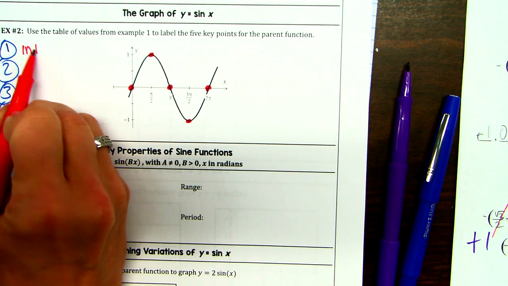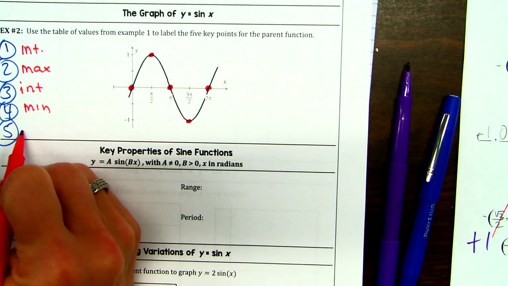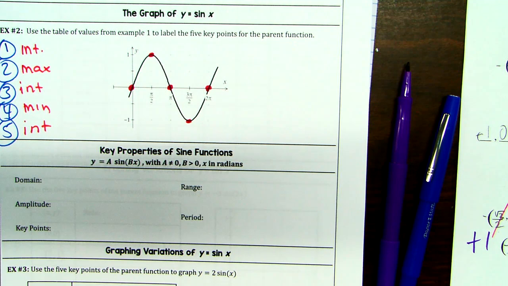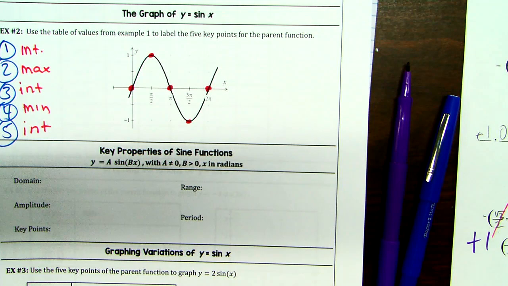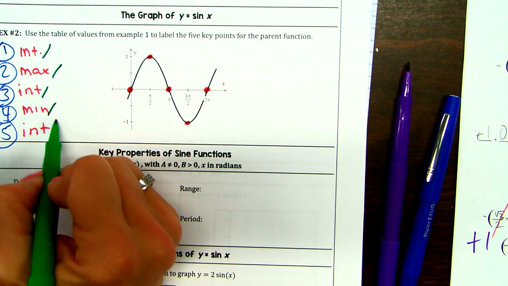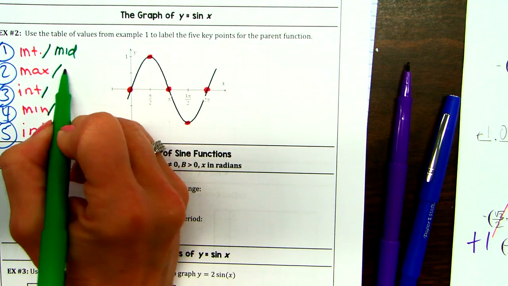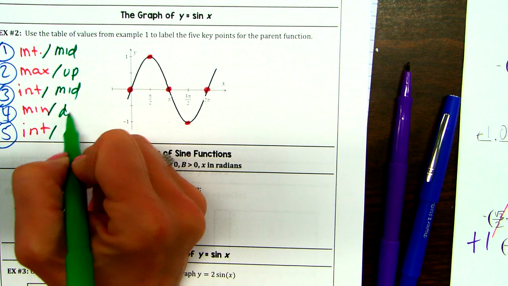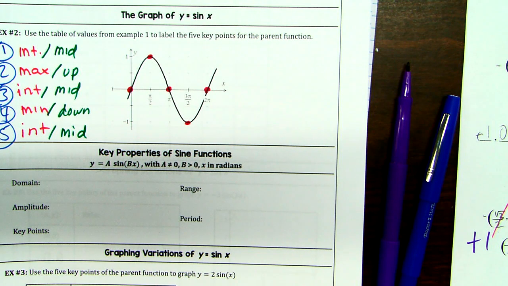An intercept, a max, an intercept, a min, and an intercept, okay? But when we start moving this graph up and down, we translate it up and down, we don't have intercepts anymore that match up with that. So instead of saying these words, my mantra, and most math teachers', I'm not saying this is mine, we say middle, up, middle, down, middle. That's my little mantra for sine. That's the pattern of the graph. Middle, up, middle, down, middle.